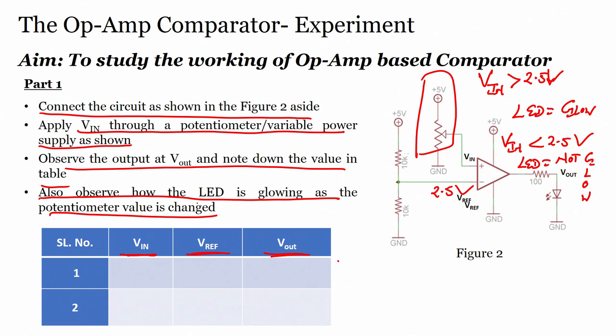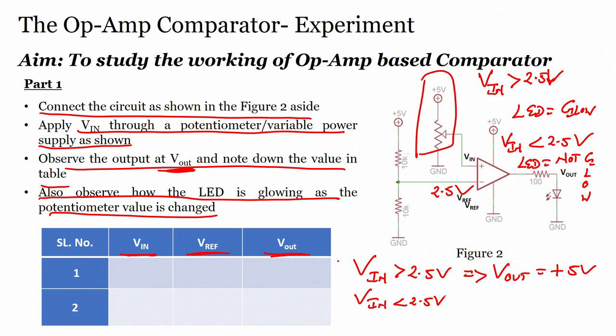So, we will see if we use the LED it will glow, if we are not using it then we can only measure the V out, and we will see that V out would be plus 5 volts. So, what we are assuming, right, if V in is greater than 2.5 volts, our V out will be close to plus 5 volts. If V in is less than 2.5 volts, our V out would be 0 volt. This is what we are assuming, alright. And let us do the actual experiment and see whether we get these values or not, alright.